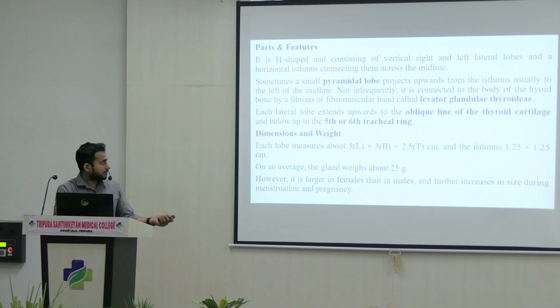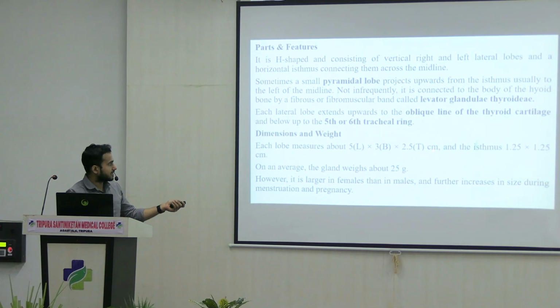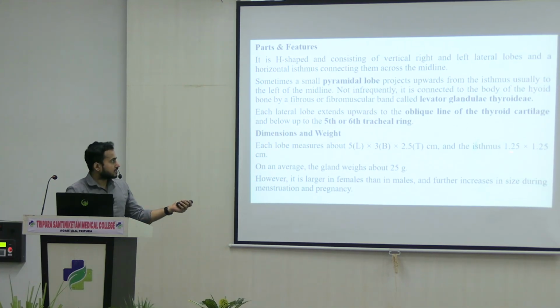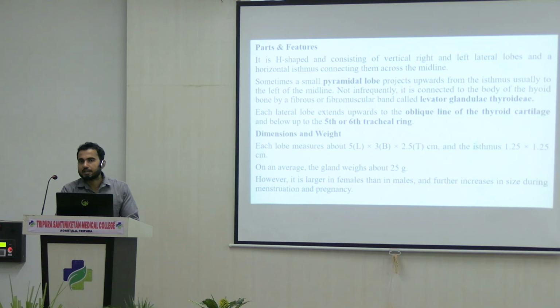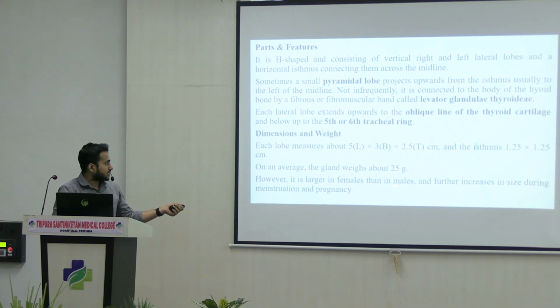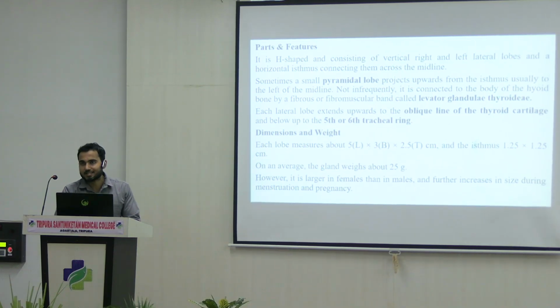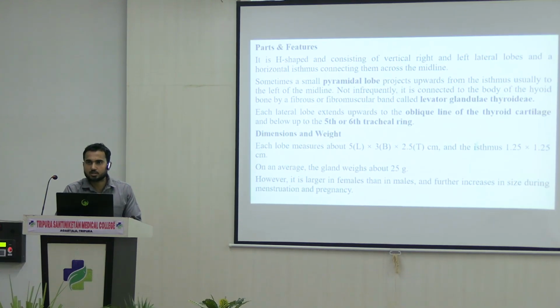If you see the dimensions of the thyroid gland, each lobe measures 5 into 3 into 2.5 centimeters, that is length, breadth, and thickness. That is the dimension in an adult. The isthmus measures 1.25 centimeters. On average, the weight of the thyroid gland is approximately 25 gram, but it is larger in females as compared to males, and the size further increases during menstruation and pregnancy.